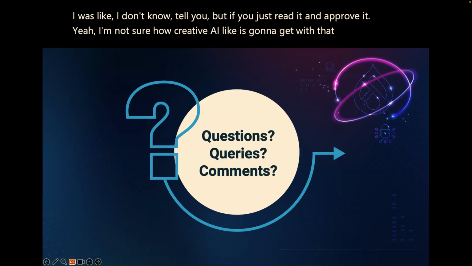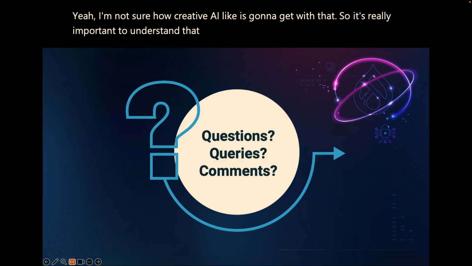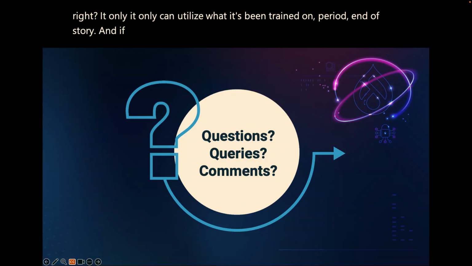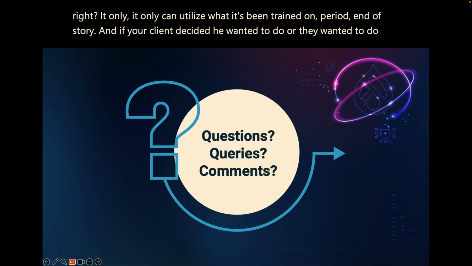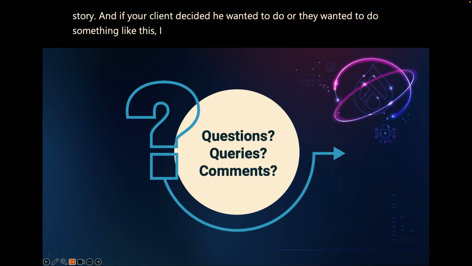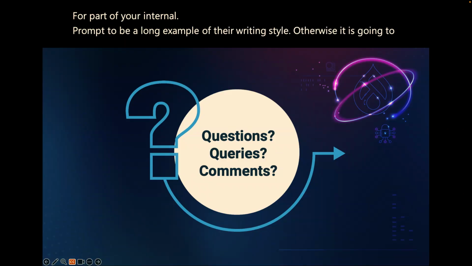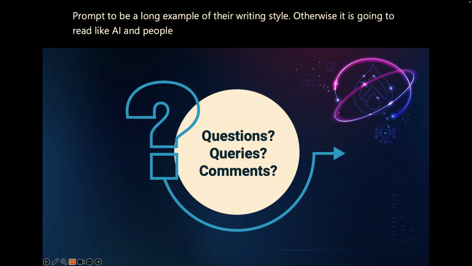So it's really important to understand that artificial intelligence is not creative at all, right? It can only utilize what it's been trained on, period. End of story. If your client decided they wanted to do something like this, I would strongly encourage that part of your internal prompt be a long example of their writing style. Otherwise, it is going to read like AI, and people can sniff AI-generated content from a mile away.